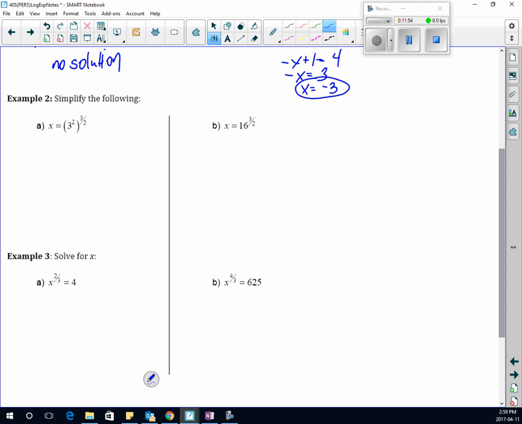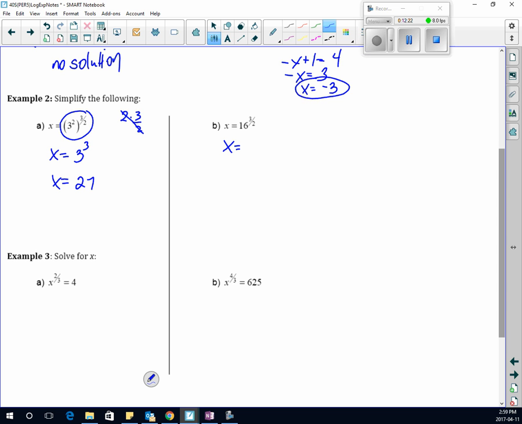How would I solve this? Well, we just need to do power to the power. So what's 2 times 3 over 2? 3. So we get x equals 3 to the power 3. Does everybody see? 2 times 3 over 2. The 2's cancel, and I'm left with a 3 for the exponent. So what's my x answer? 27.